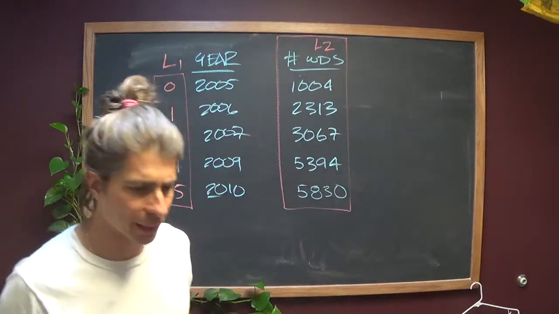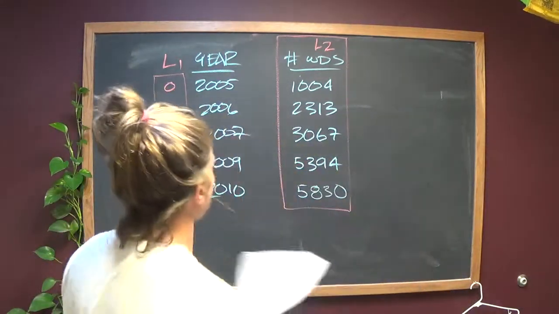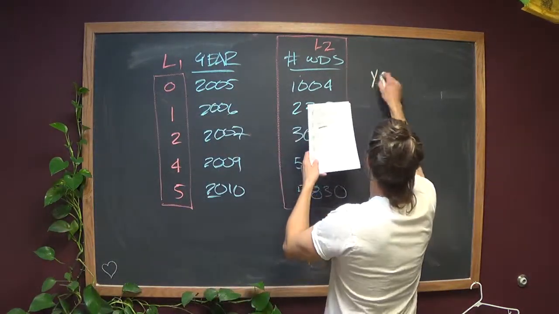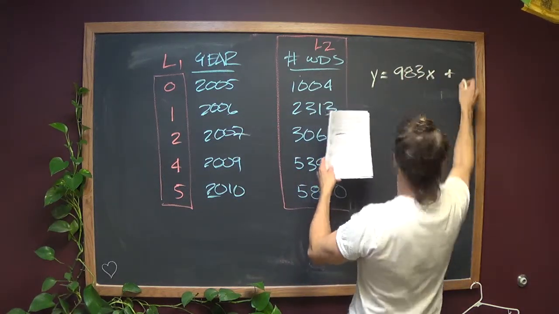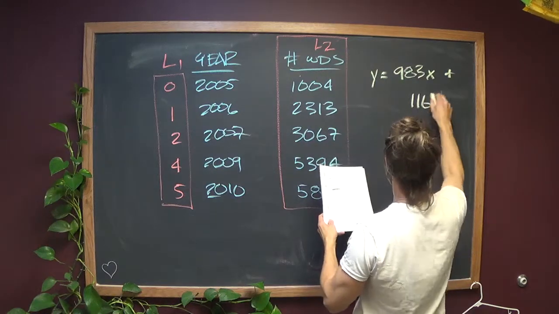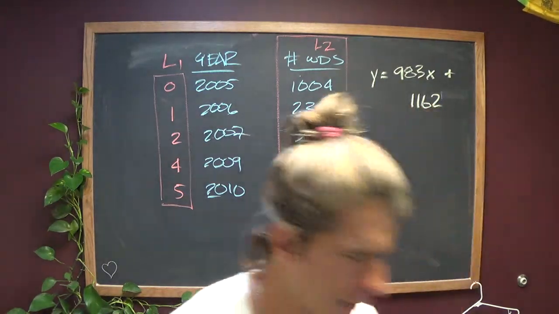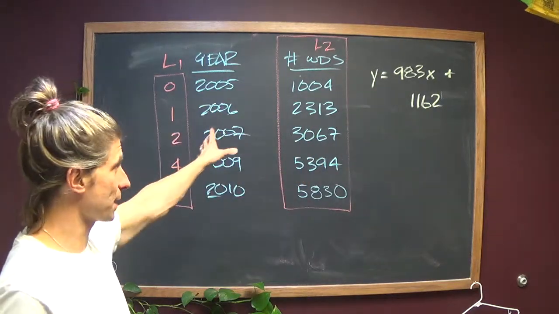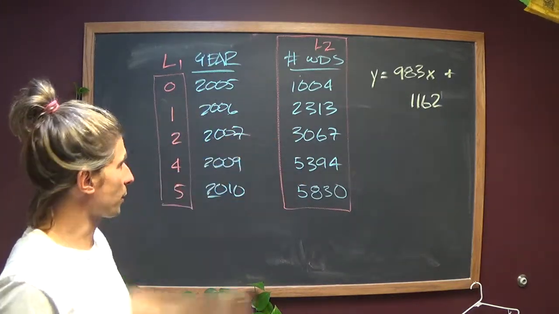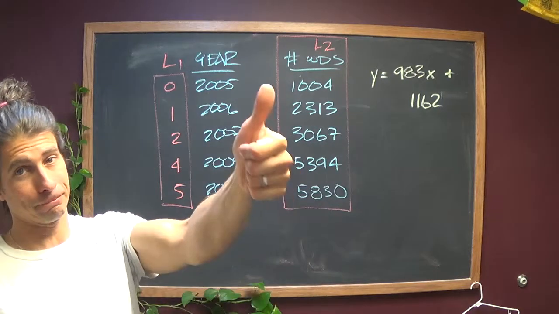It's almost perfectly linear. The model ends up being y equals 983x plus 1,162. And I've got the variables defined for you there. X is the number of years since 2005, and Y is the number of words in the privacy policy. So far, so good.